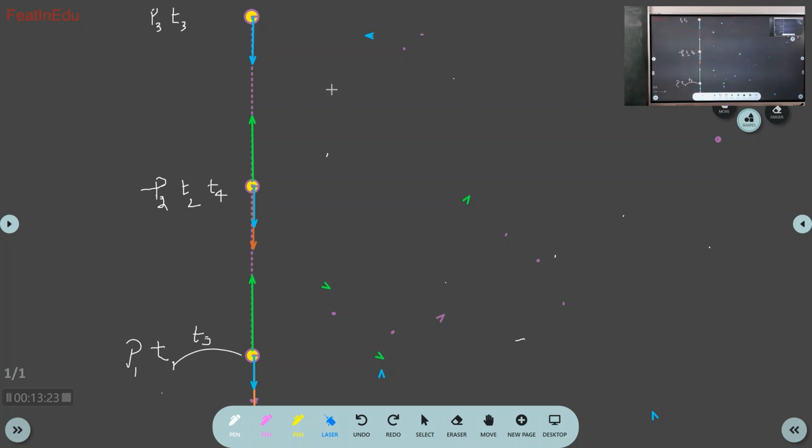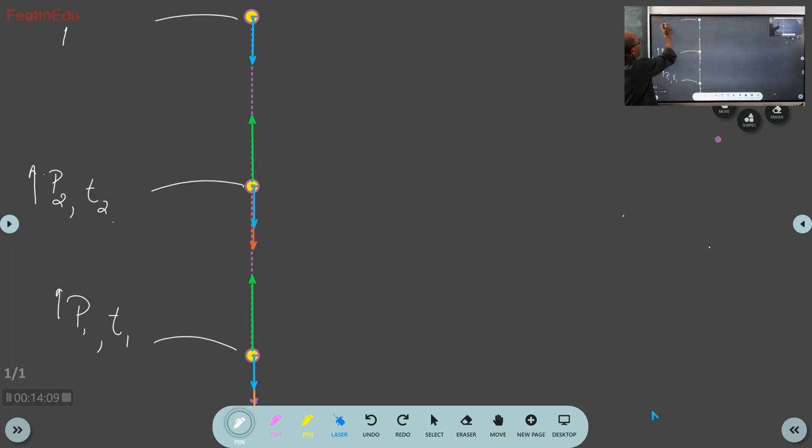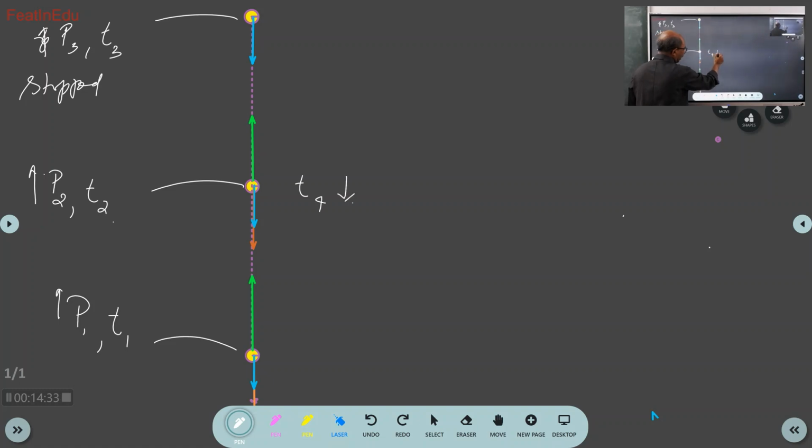Okay. So here that is P3. The instant of time is T3, and the body is neither going up nor coming down. It has stopped at that point, momentarily stopped at that point, and then the body starts descending. Again the body is at the same position, and now the instant of time when it is coming down is T4, and the body is coming down.